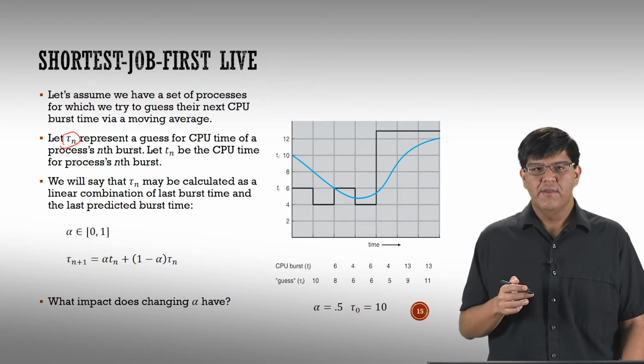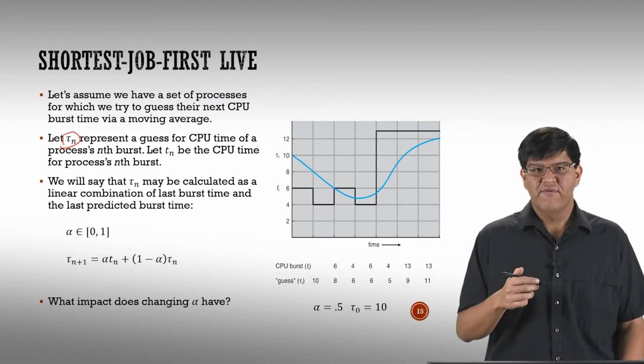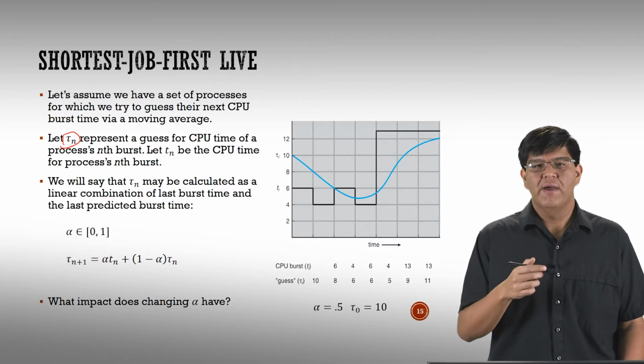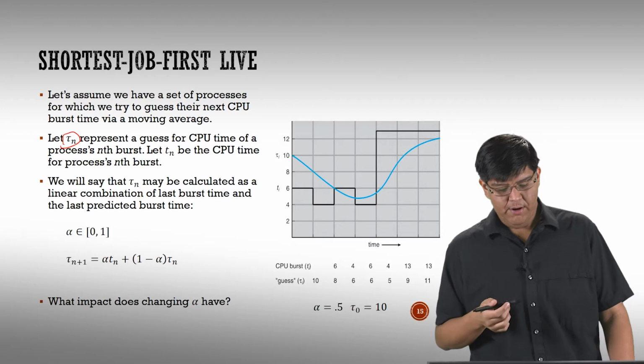And so what I'm going to do instead, because I don't know exactly what's going to happen, is estimate. Based on what these processes did in the past, I'm going to estimate, and that's what I'll call my tau value. So my tau sub n basically represents the guess for how large a CPU burst will be in the next time step. The next time the process requests something, how much will it request? That's what I'm guessing here.